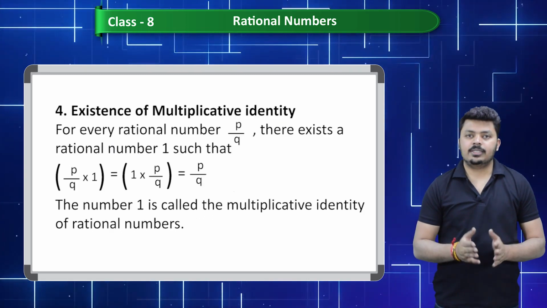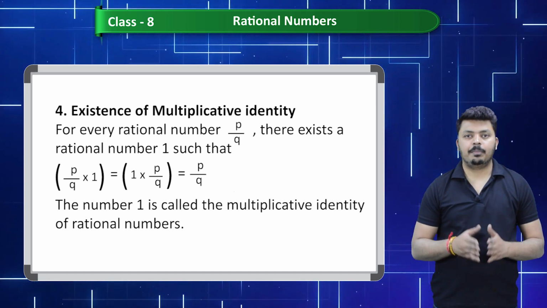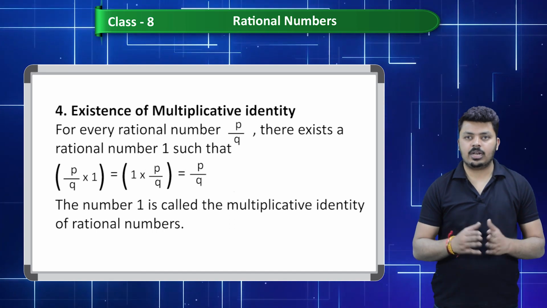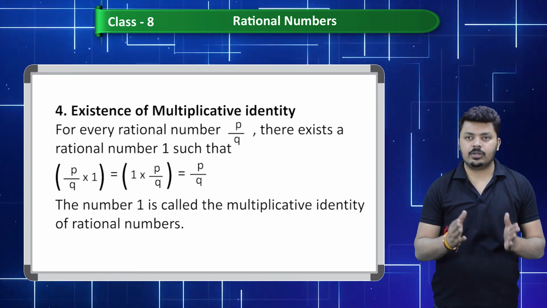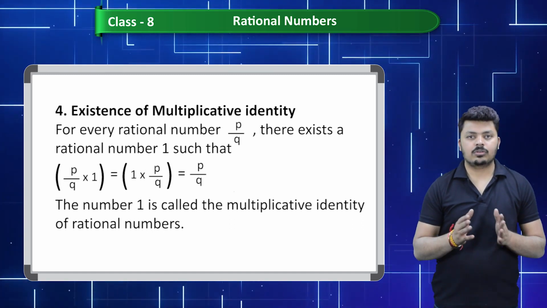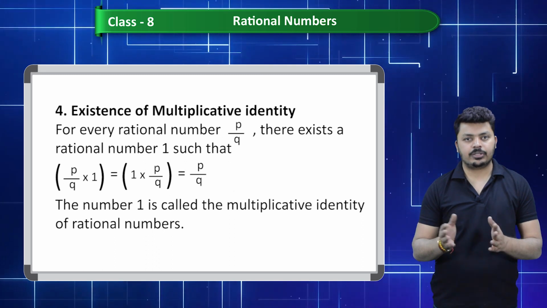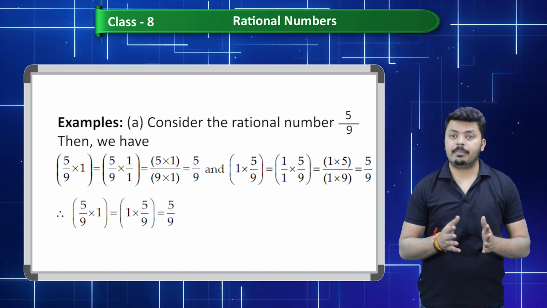Fourth, existence of multiplicative identity. For every rational number p by q, there exists a rational number 1 such that p by q into 1 equals 1 into p by q equals p by q. The number 1 is called the multiplicative identity of rational numbers. Example A. Consider the rational number 5 by 9.